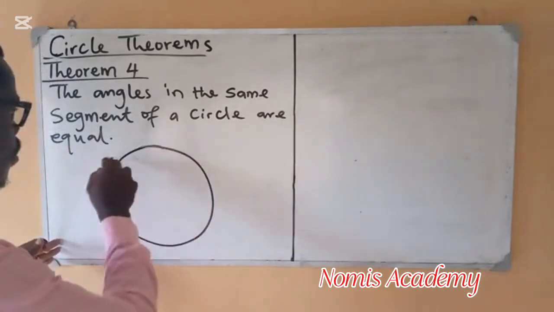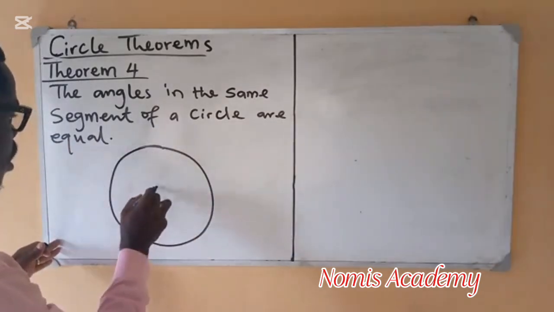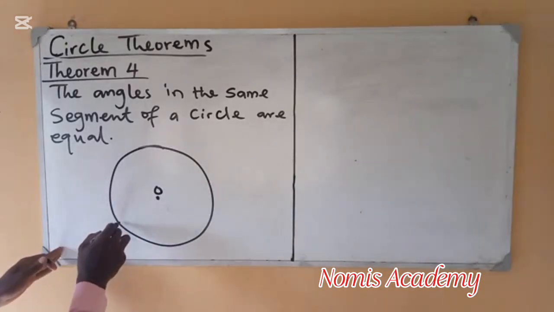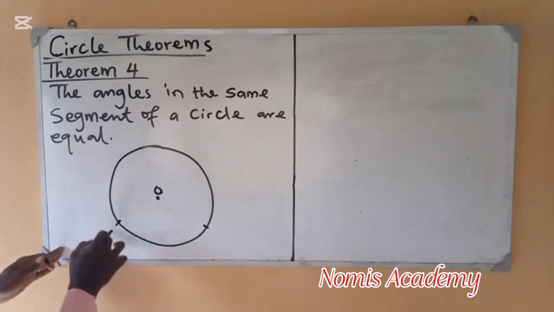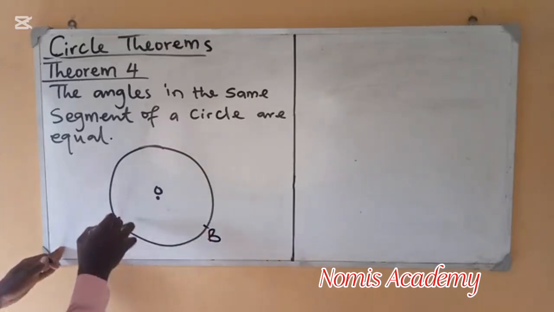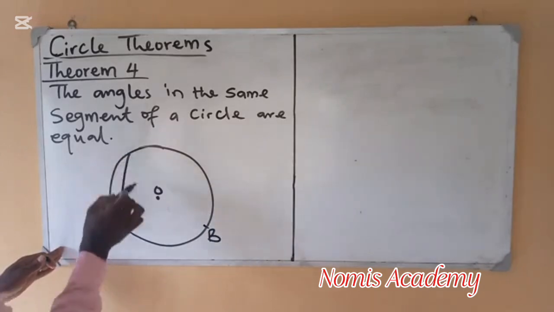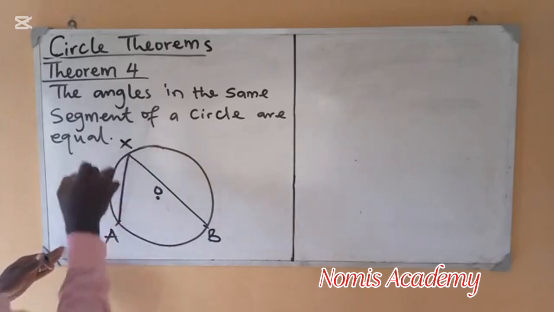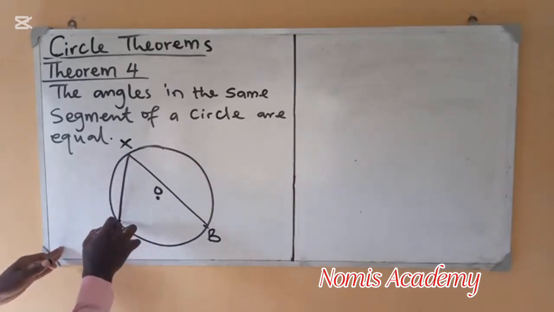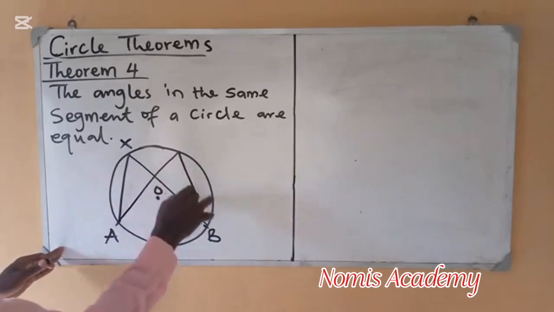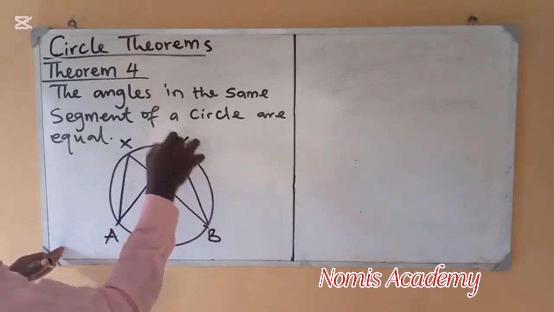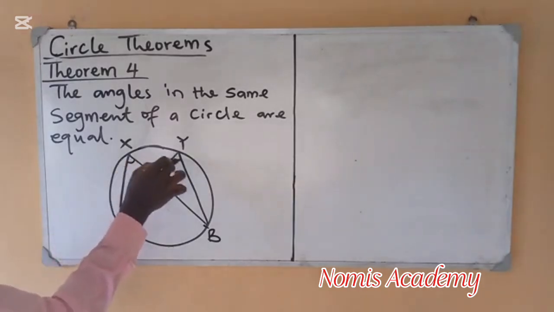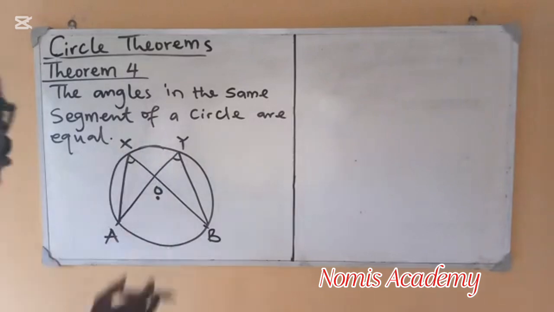Okay, this is the diagram. At this point, this is the center of the cycle O. Okay, we have an arc AB which forms angle at this point. Okay, so we call here X, and then also subtend another angle at this point on the circumference, so we call here Y. Okay, so you can see that two angles are formed at the same segment of the cycle.